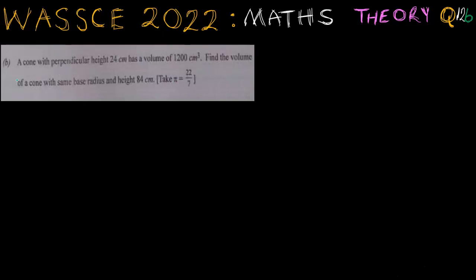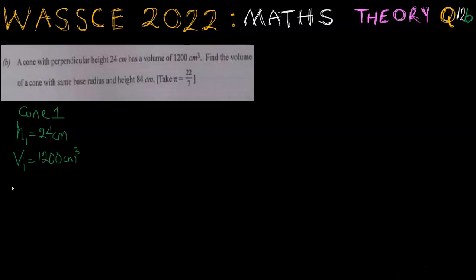This question tells us that there are two cones. The first one, I'm going to call cone 1, has a height of 24 centimeters. I'm going to call that h sub 1 to denote the first cone. That's 24 centimeters. And the volume of 1200 cm cubed, I'm going to denote with v sub 1 equals 1200 cm cubed.